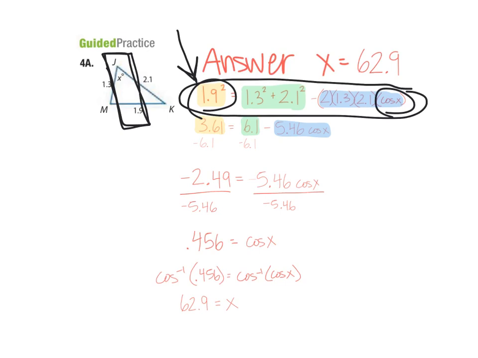Once you've done that, go ahead and look at the way I've highlighted this. I highlighted that on purpose to show you how I was simplifying everything. So the green numbers simplified to be 6.1, the blue numbers simplified to be 5.46 times the cosine of x, and then the orange number 1.9 squared simplified to be 3.61. After you do that first step and you simplify a little bit there, then you subtract 6.1 on both sides. Then you divide both sides by negative 5.46. Then you do the inverse cosine of both sides, and that's how you get the final answer of 62.9.